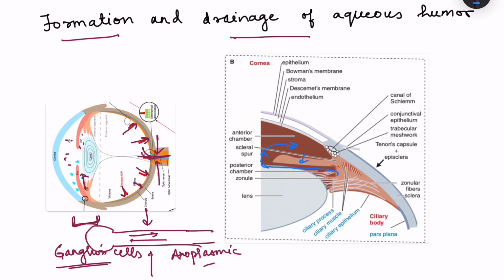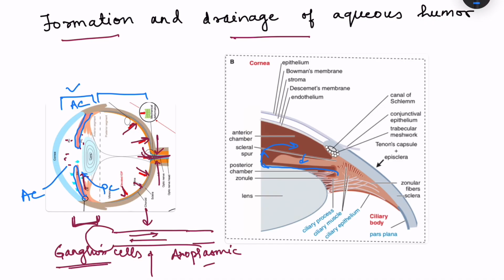So actually this aqueous compartment is formed basically by the lens, which divides the eye into the aqueous compartment and the vitreous compartment, aqueous chamber and vitreous chamber. And again this aqueous chamber is divided by this iris. This is iris. This part is the anterior chamber, and behind the iris this is the posterior chamber.